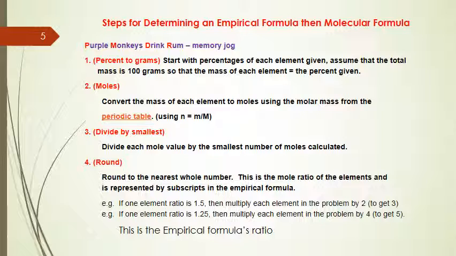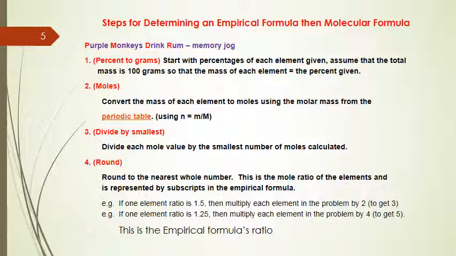Okay, so the second thing is you convert the mass of each element to moles using the molar mass from the periodic table. You will have your periodic table with you in the internal, so don't fret about that. But you need to remember that you're using the equation n equals m over M, which is the number of moles equals the mass, which you have calculated in step 1 in grams, divided by the molar mass in grams per mole. That's the second step.